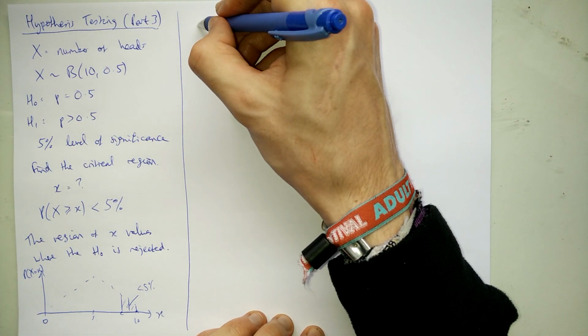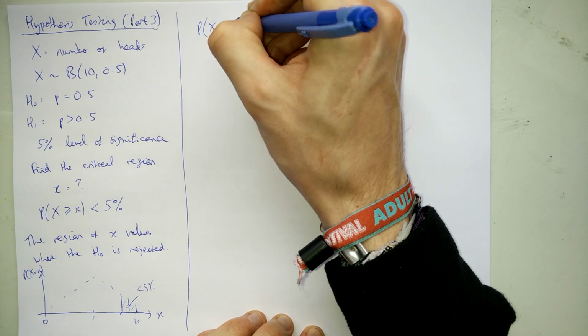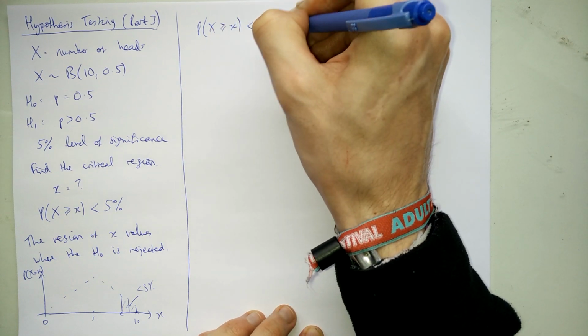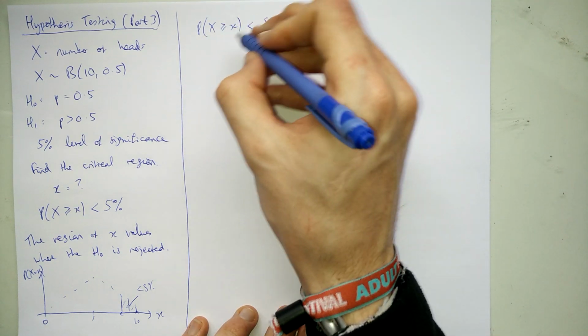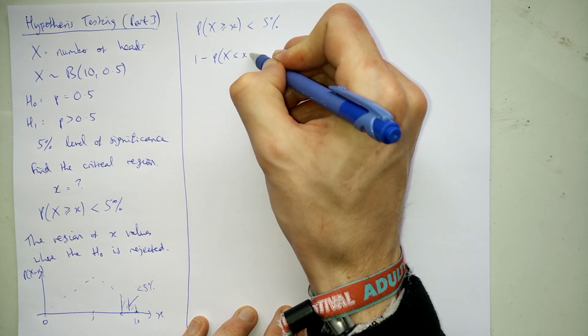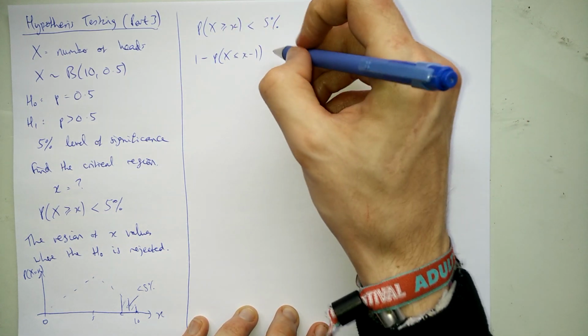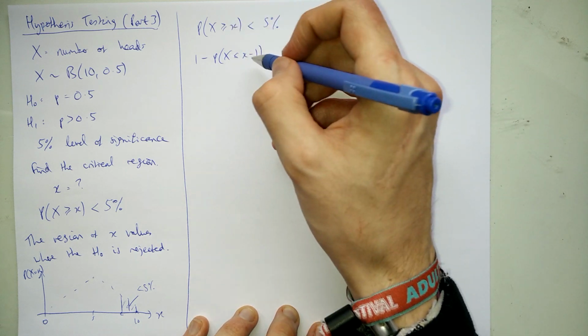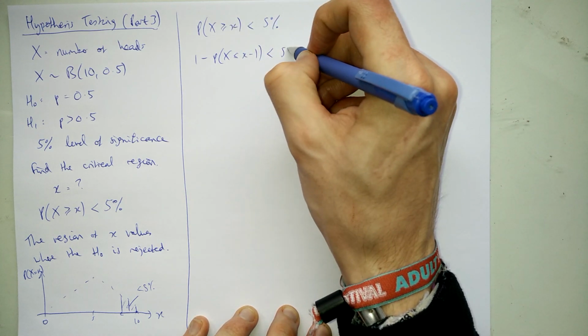So what we're trying to do is work out the probability of x being bigger than x being less than 5%. So this thing here is the same as 1 minus the probability of x. Now, we have to take 1 away from that. If it was a 9, we put an 8 there. Or 10, we put a 9 there, or 7, put a 6 there. That's immediately less than 5%.